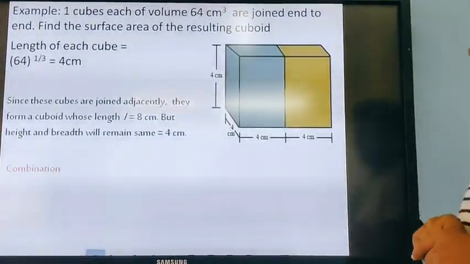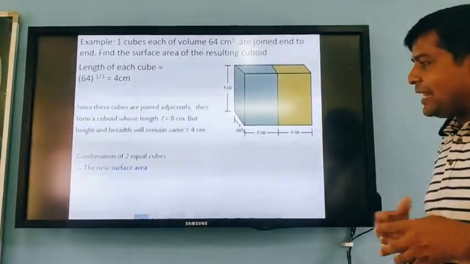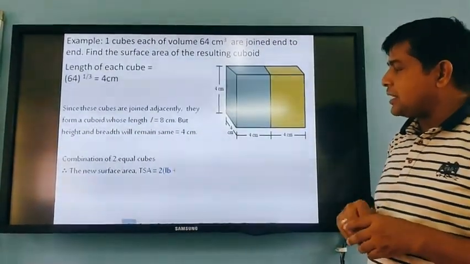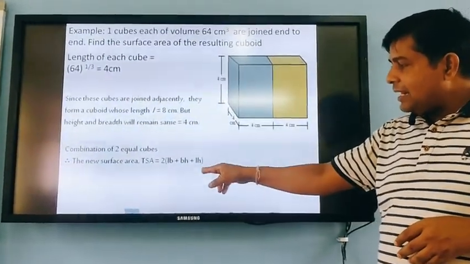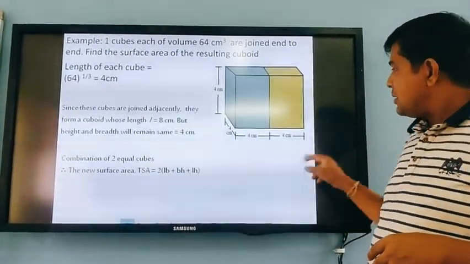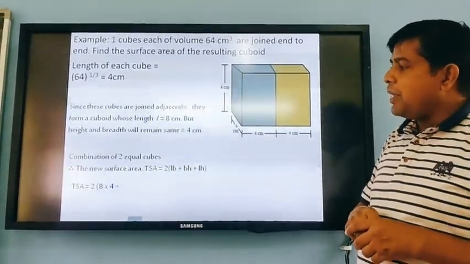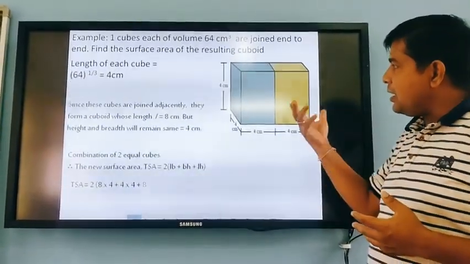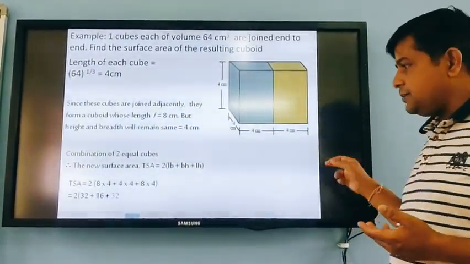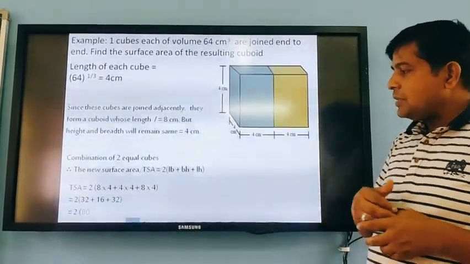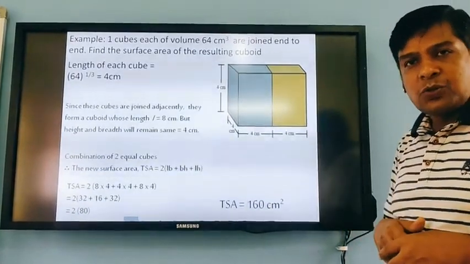Thus, for the combination of two equal cubes, the new surface area will be the total surface area, that is twice (length into breadth plus breadth into height plus length into height). Now put all these values in this given formula, and we will be able to find out the surface area of this new solid which is in the form of a cuboid, and that will come to total surface area equal to 160 centimeter square.